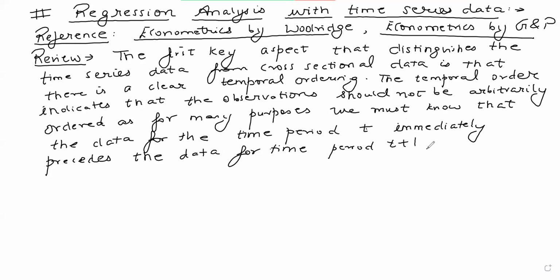So when we talk about temporal order, students, the point to understand here is the observations are not arbitrarily ordered. When I talk about the data for time period t, this data comes before the data for time period t plus 1. The whole paragraph is telling us the importance of temporal ordering. When I speak of temporal ordering, it means the data is ordered with time. So period t minus 1 will come before period t, which will come before t plus 1, and so on.